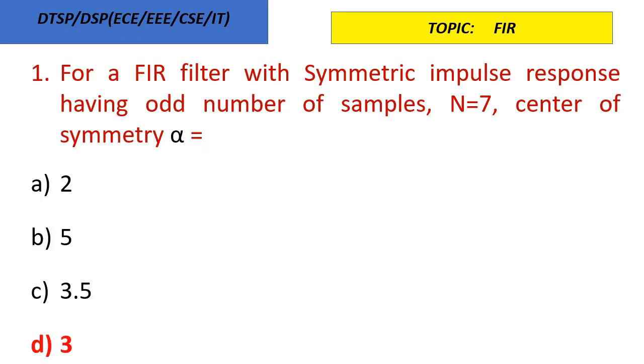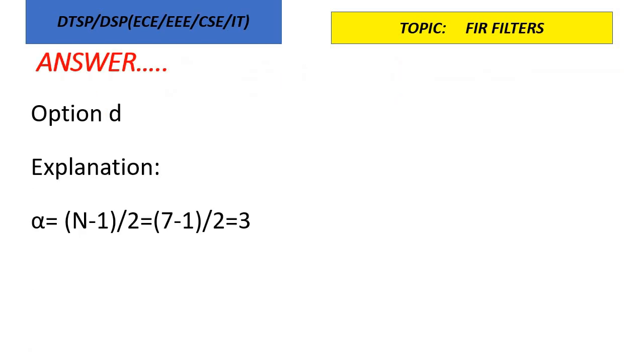First question, for a FIR filter with a symmetric impulse response having odd number of samples, that is N equal to 7, the center of symmetry alpha equal to what? So we know alpha is given by the formula (N minus 1) by 2. N is the order of the filter, and the filter has a linear symmetric response. So alpha equal to (7 minus 1) by 2, 6 by 2 equal to 3. So option D is the correct answer.